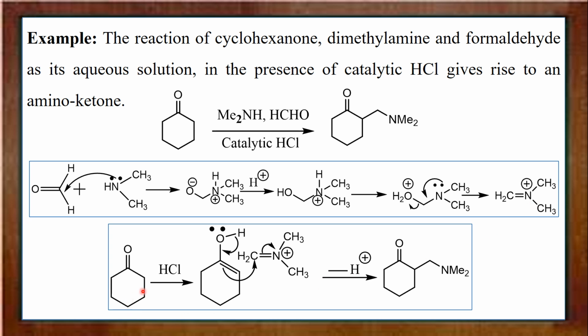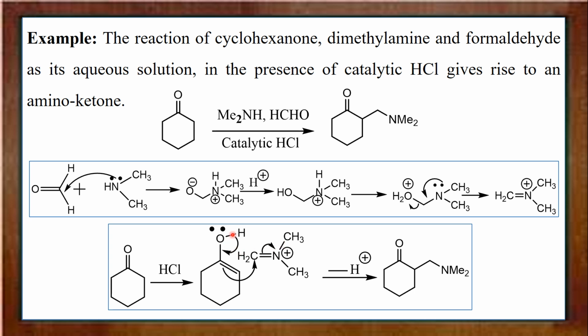Now the second part of the reaction: we have cyclohexanone as substrate that in the acidic environment undergoes enolization by keto-enol tautomerism. So this is the ketone and it forms its enol in acidic environment. And this enol reacts with the iminium ion.